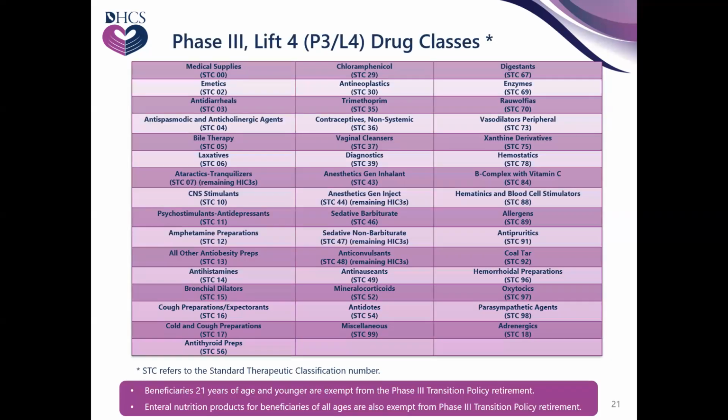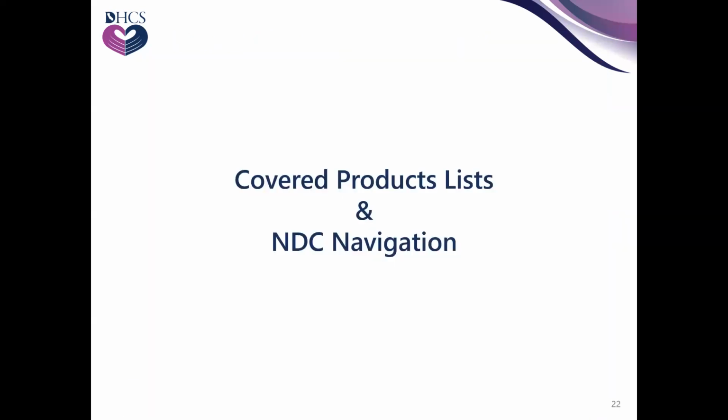This slide lists the 46 STCs which will be impacted by the implementation of Phase 3 Transition Lift 4 beginning June 23rd. Similar to the previous lifts, PA requirements for the STCs in Lift 4 will apply to beneficiaries 22 years of age and older that are receiving medication through the transition policy due to historical claims data. Please note that PAs for prescriptions for beneficiaries 21 years and younger, as well as PA requests for enteral nutrition products for beneficiaries of all ages are not accepted at this time, as they are exempt from the Phase 3 retirement of the transition policy.